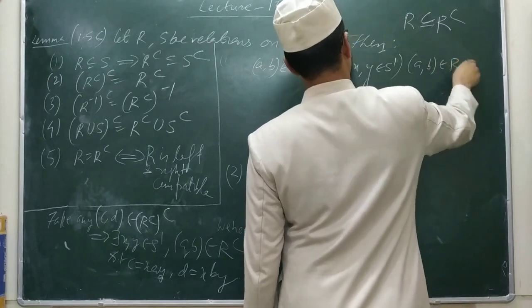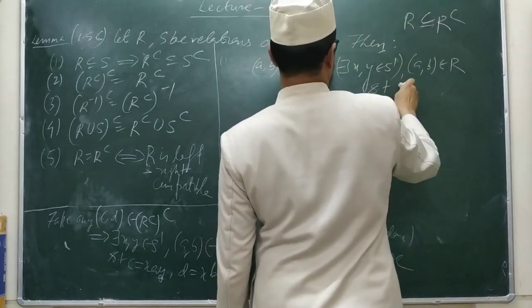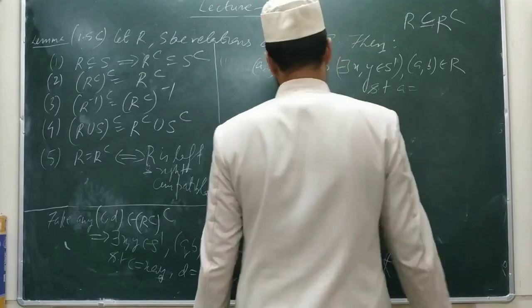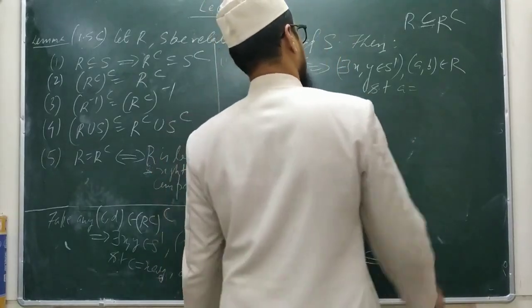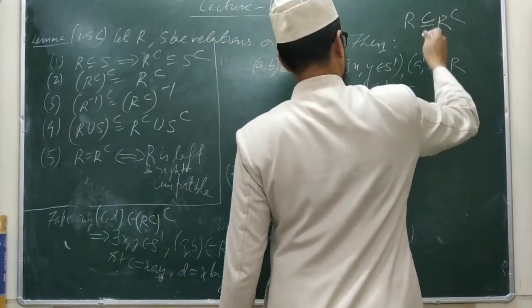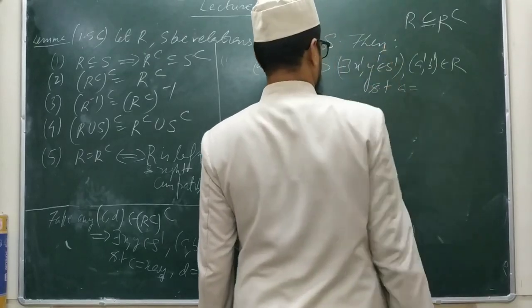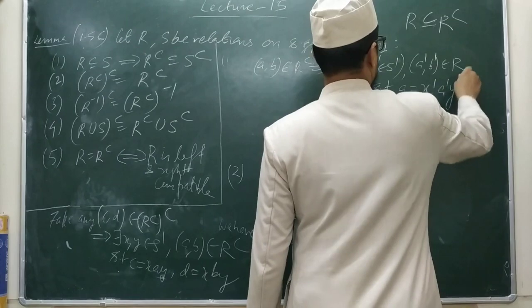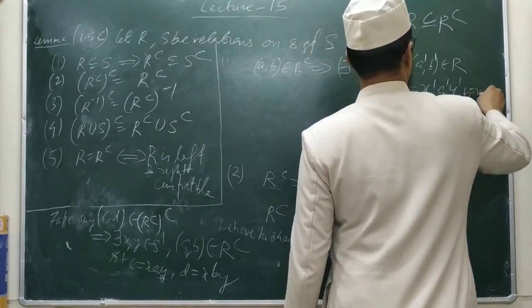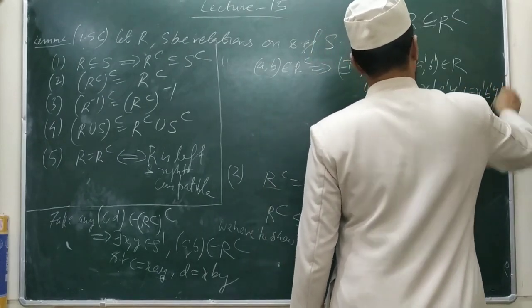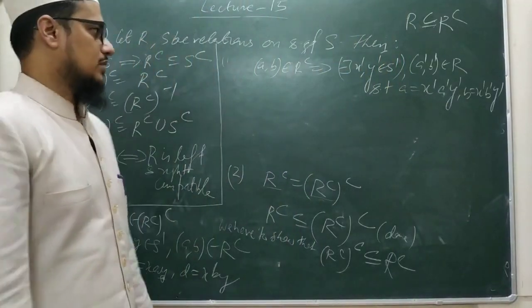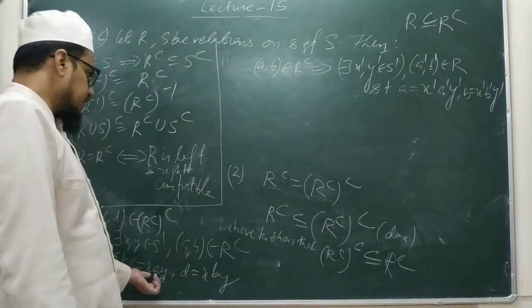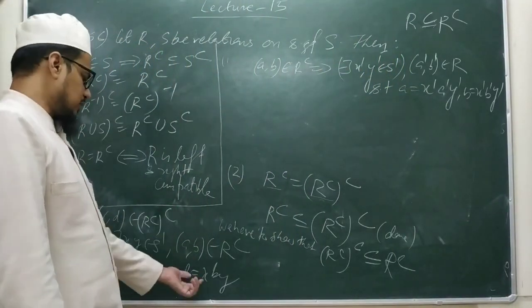To R such that A is equal to what? Oh sorry, (A', B') you write like this, and there is this (X', Y') belonging to this one, such that A equals X'A'Y' and B is equal to X'B'Y'. Correct? By definition. Now you put the value of A here and put the value of B here.